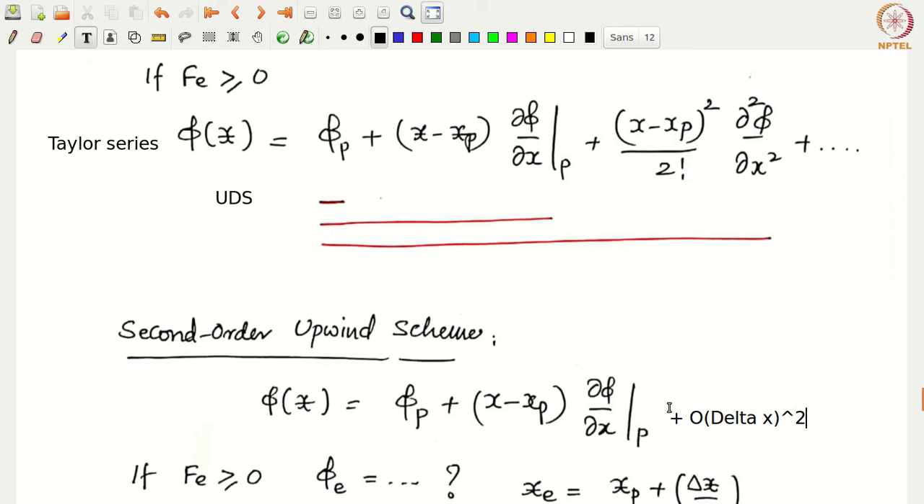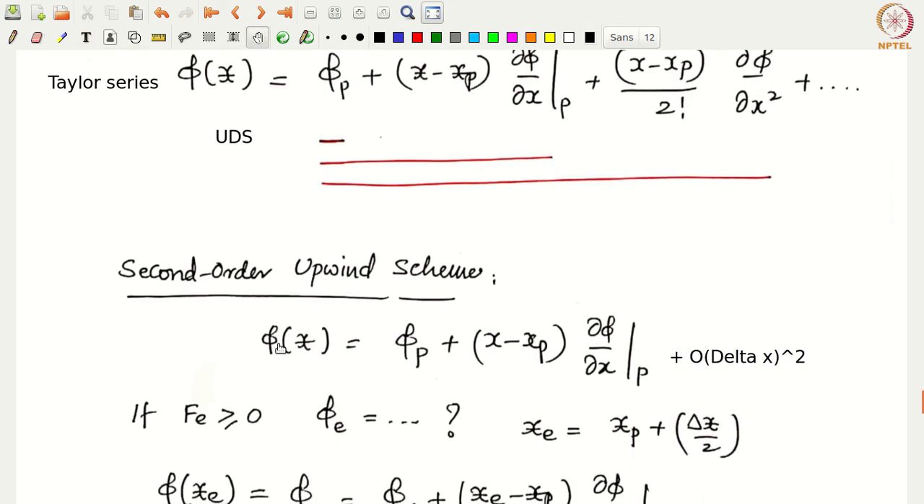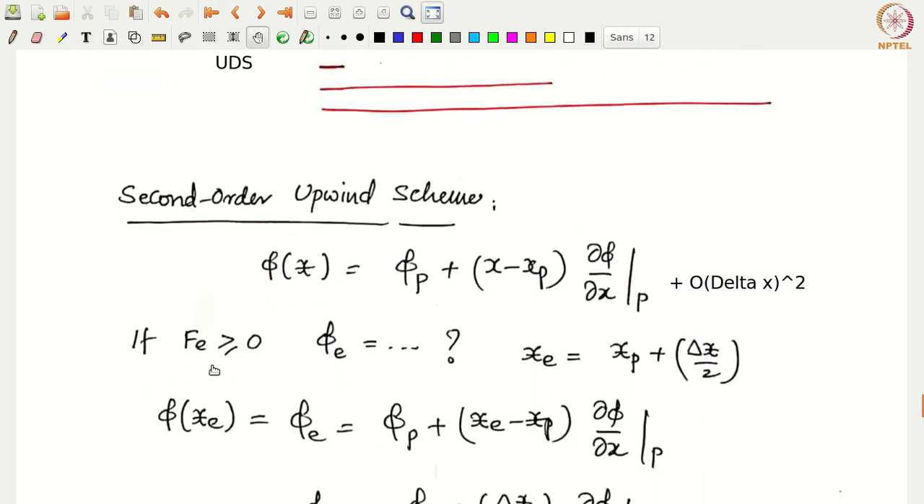This is basically order delta x square, second order accurate in space. So again, I assume that the mass flow rate, Fe, is greater than or equal to 0. Then we need to see how to approximate phi sub e. We know that the x location is x little e, which means xe minus xp would be equal to how much? Delta x by 2, right? The distance between the east face and the cell centroid P would be delta x by 2.